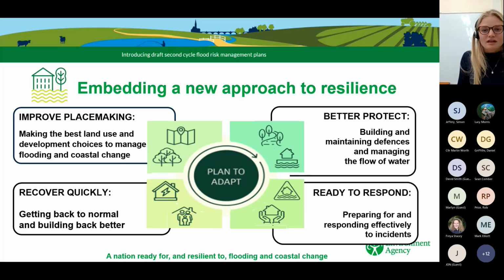So we need to keep continuing to do these 4 factors which are in this slide to make sure that we're ensuring that we're resilient in the future. So this is the main goal of the National Flood and Coastal Erosion Risk Management Strategy.